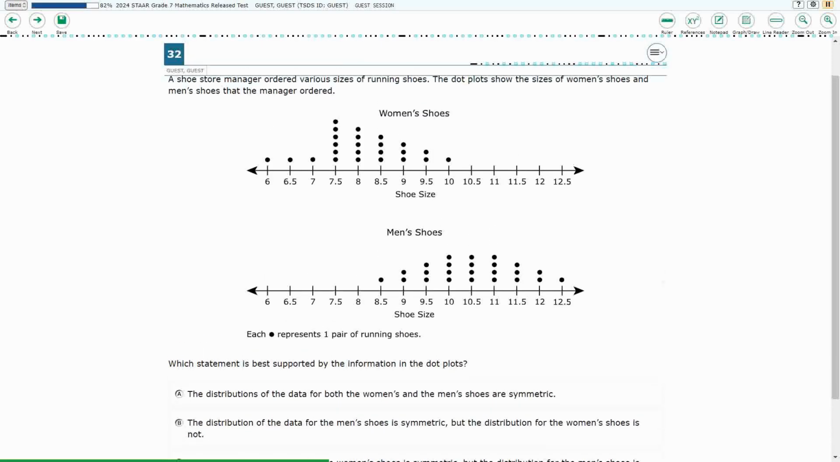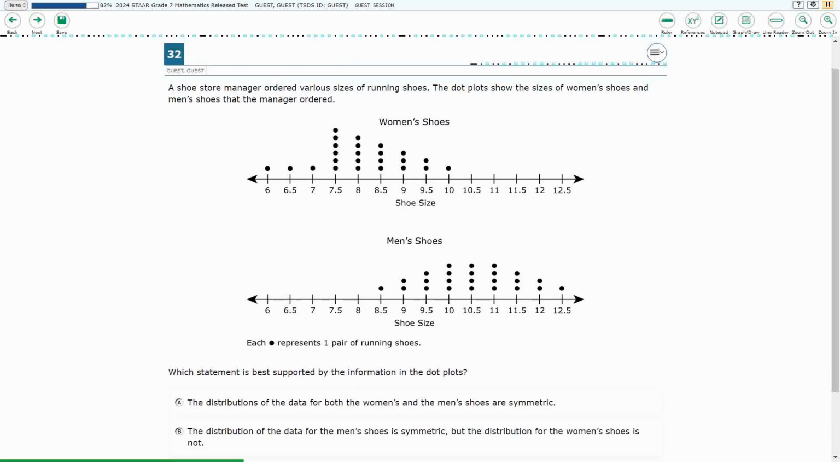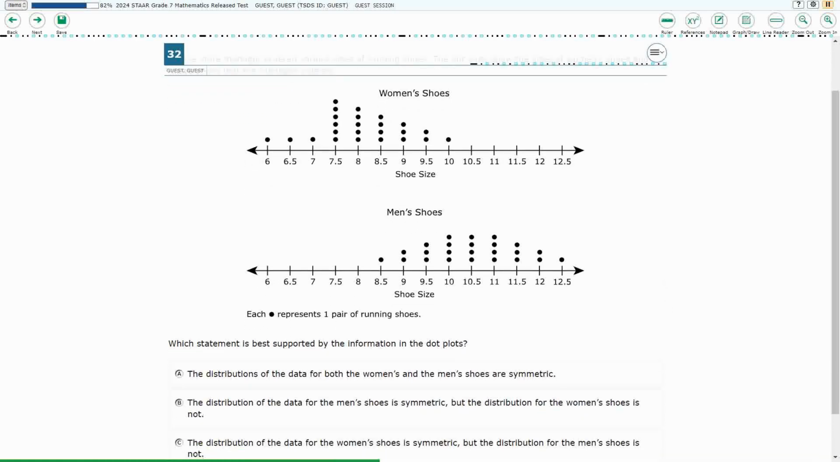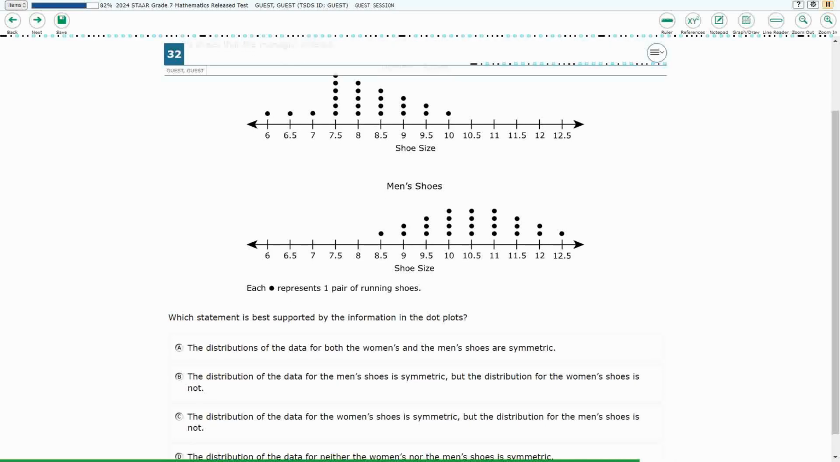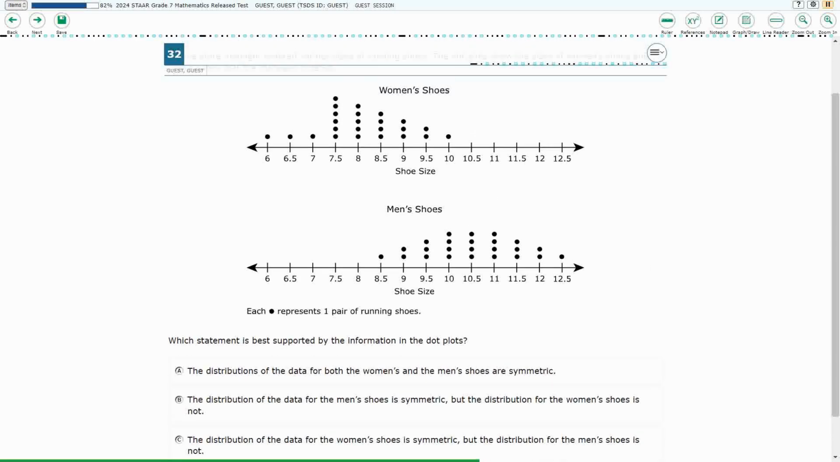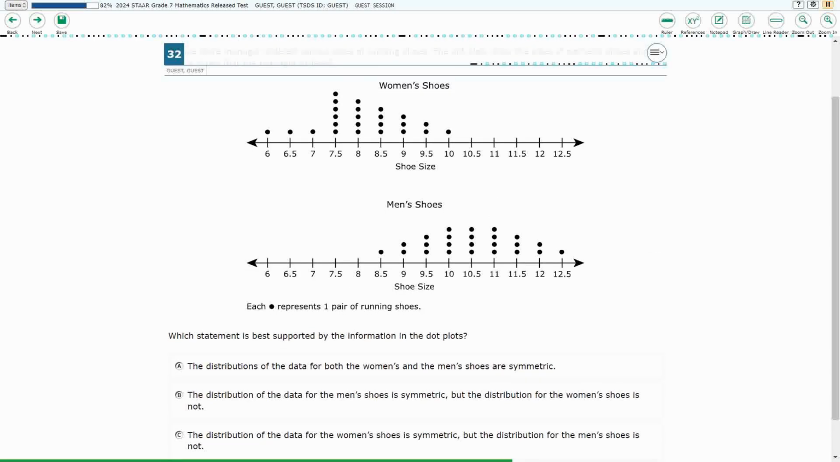All right, so we've got two different dot plots here, and it shows that we've got a shoe store manager ordering various sizes. You see the shoe sizes down here at the bottom of each, and we're just showing the number of shoes that are ordered by size for both women's shoes and men's shoes. So I'm going to scroll this up so we can see our 4 answer selections there. Almost all of them. We're going to kind of miss that women's shoes, so we'll just leave it right there.